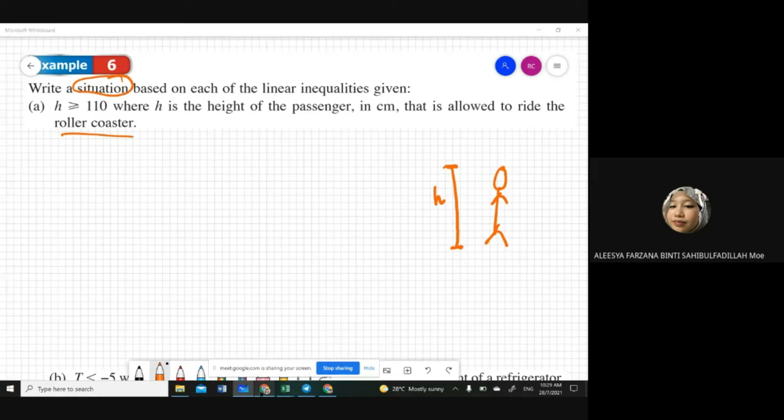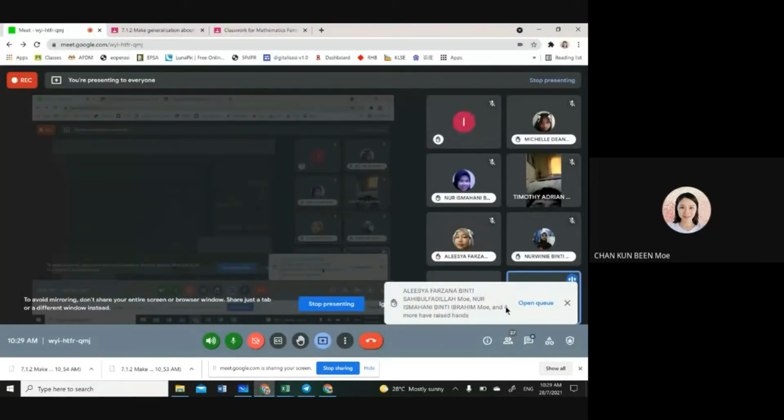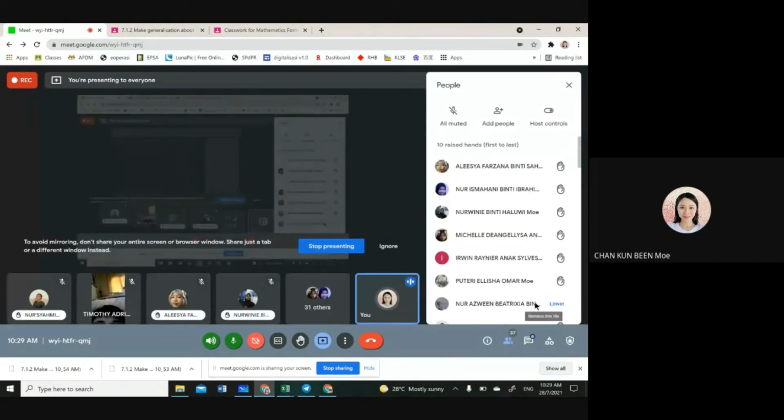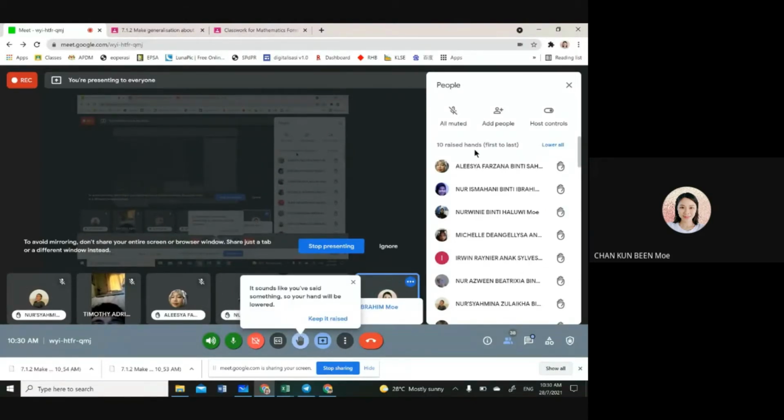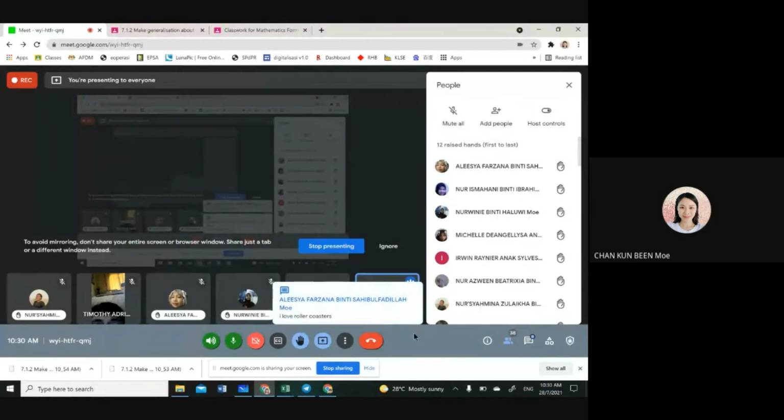Me. How many of you have played the roller coaster? Raise up your hand. Played the roller coaster. I have. I also raise up my hand. How many of you? Eleven only. Played roller coaster before. Indoor playground.